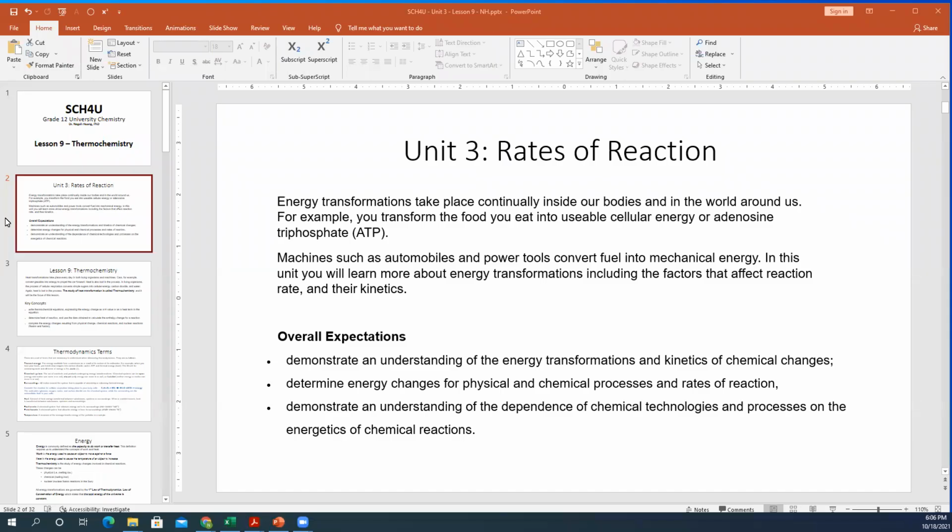Okay, everyone, let's get started. So we are now starting our third unit of the course. And this third unit has to do with rates of reaction.